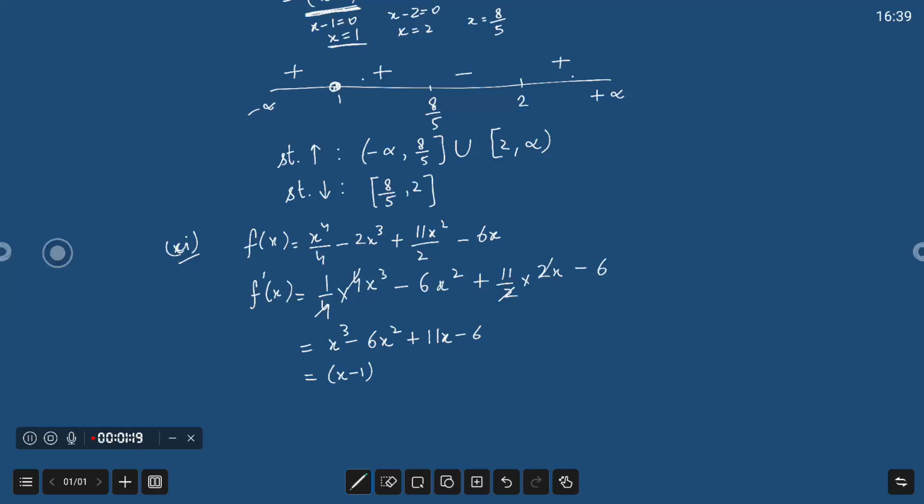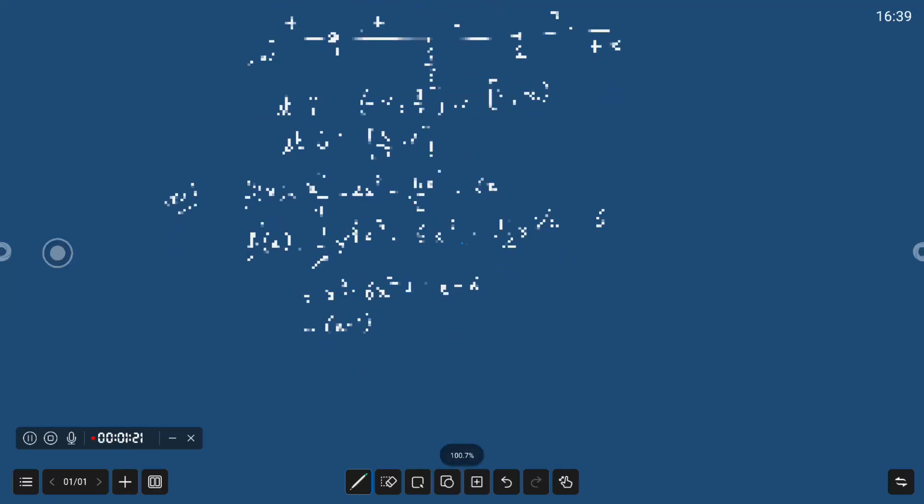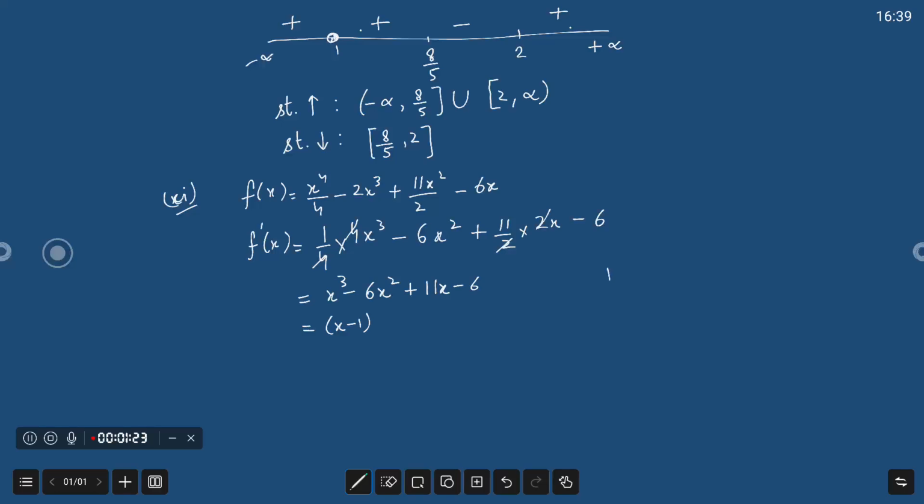How do you find the other factor? I'll just repeat it even though we have done it. Write the coefficients of all the terms of the polynomial like this and make two lines like this. x - 1, so that's why you'll write a 1 here. The first term will come down as it is, 1 into 1 becomes 1. Minus 6 and plus 1 is minus 5, then 1 into minus 5 is minus 5, 11 and minus 5 becomes 6. Then 1 into 6 is 6 and minus 6 and 6 becomes 0. So the last term has to be 0. If you don't get 0 here, that means you have done some error.